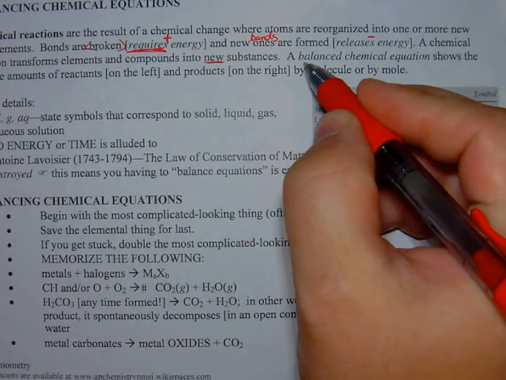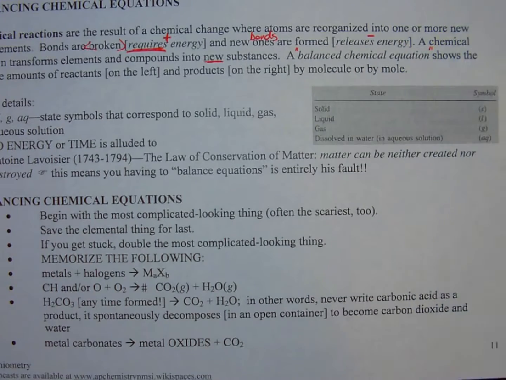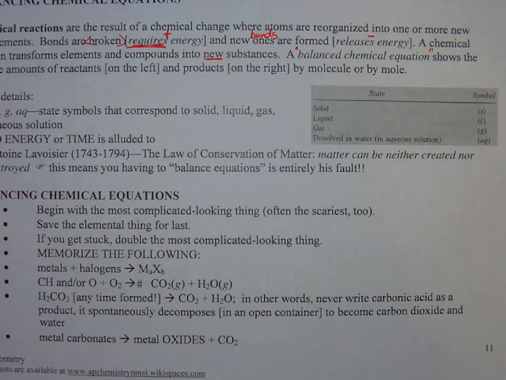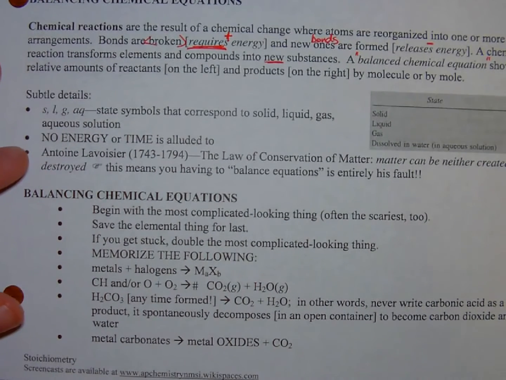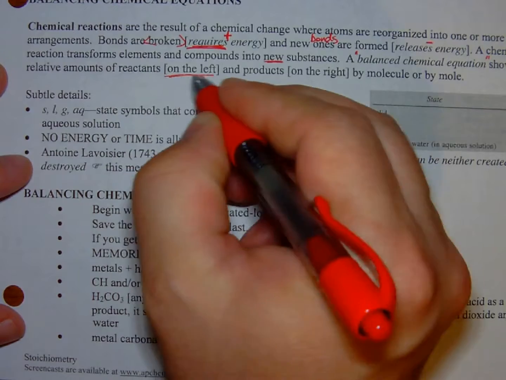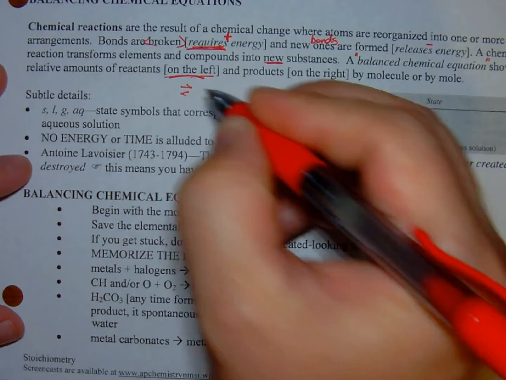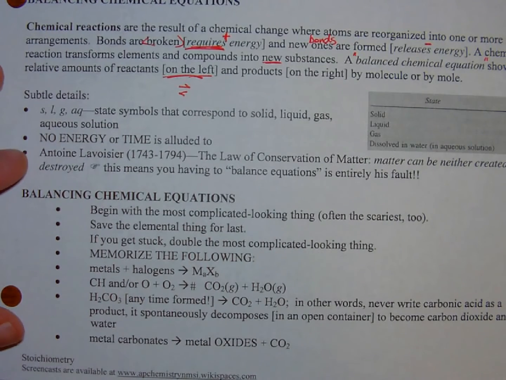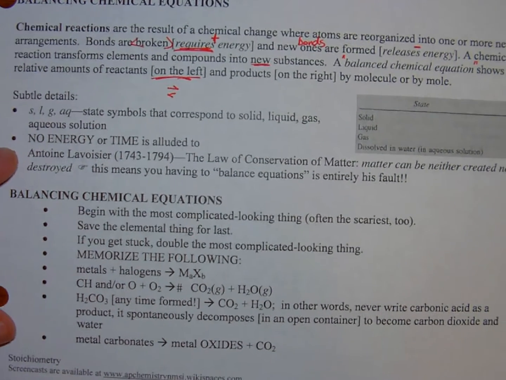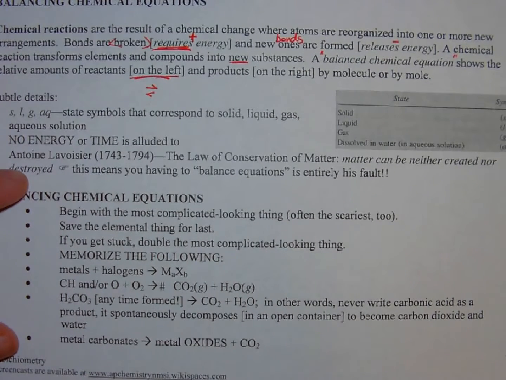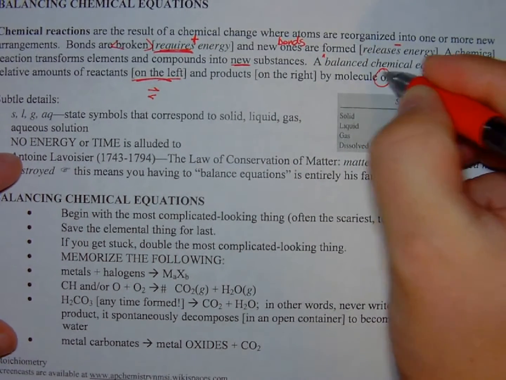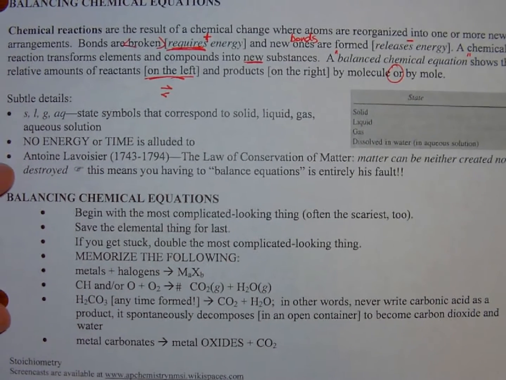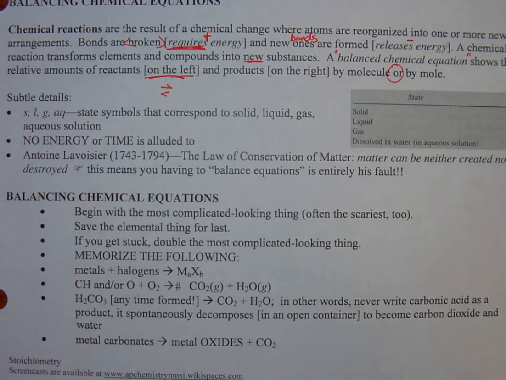So, because of this, the balanced chemical equation, which is going to be critical for almost every single problem that you do in this course, shows the relative amounts of reactants, which are typically on the left, but when we get to reversible chemical reactions that have arrows pointed in both ways, it might be flipped. It shows the relative amounts of reactants, which are usually on the left, and the products, which are usually on the right, by molecule or mole, right? There's different types of information that can be gleaned from a balanced chemical equation, right?